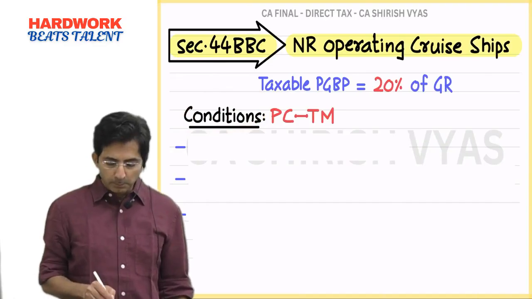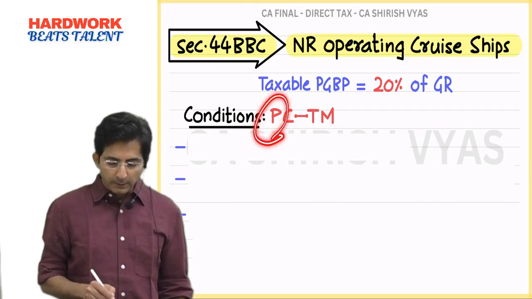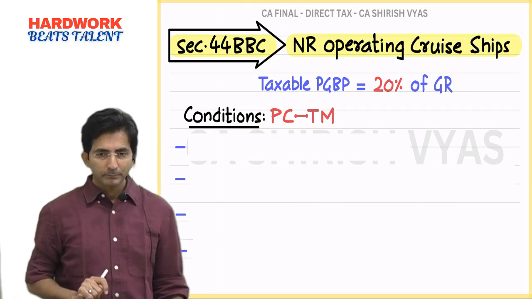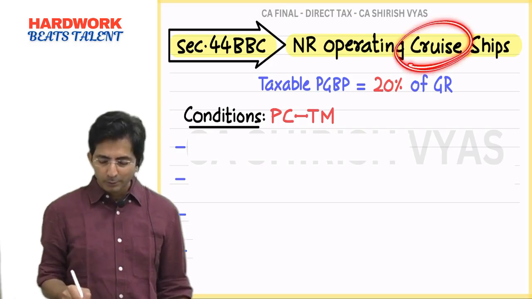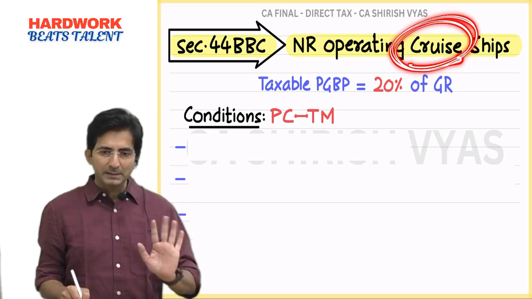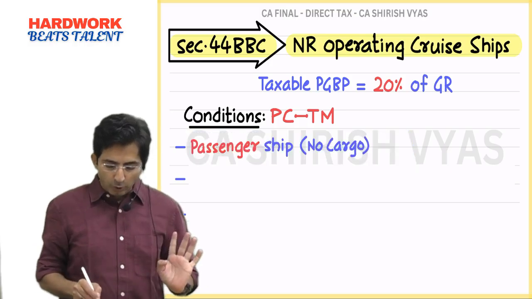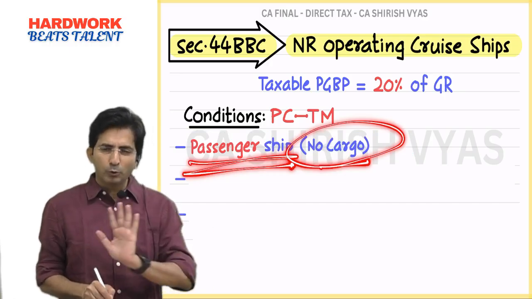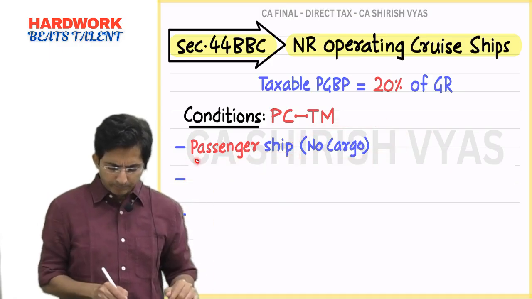The condition is PUCTUM, PC term, okay. P stands for it should be a passenger ship, not a cargo ship. This is condition for the namesake. It is understood. Cruise shipping, cargo is not carried, only passengers are there. But Act has clarified that cruise shipping should not carry any cargo. It should carry only passengers. It is for tourism purpose, leisure.